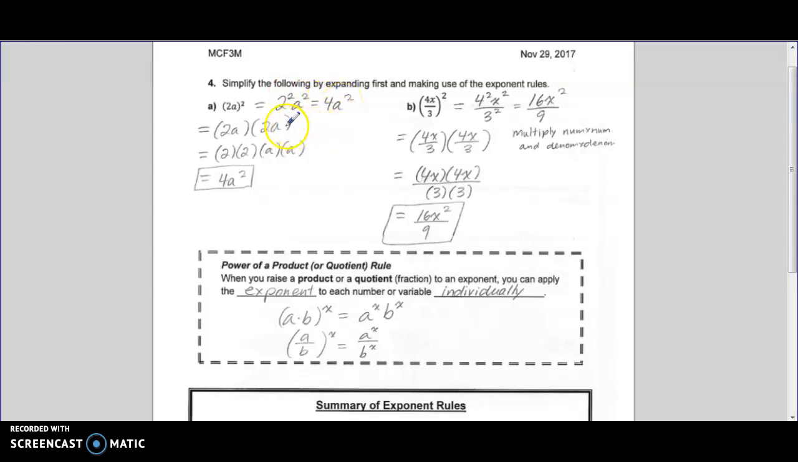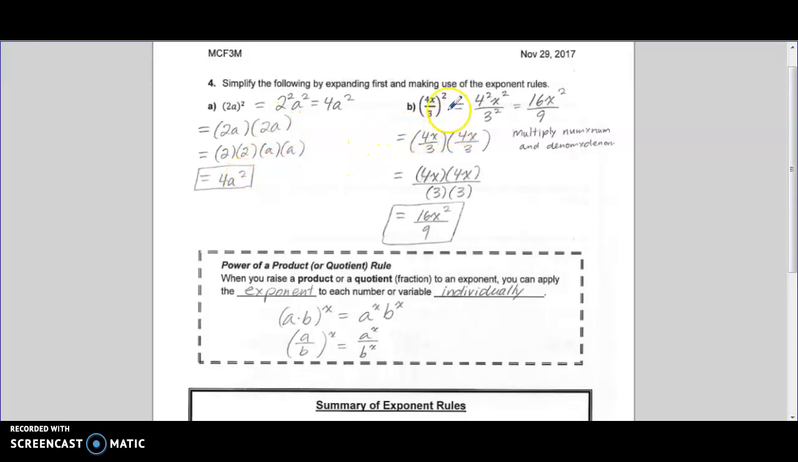Okay. The other way you could have expanded this is 2a squared means 2a times 2a. Then we multiply the coefficients, 2 times 2, which gives me this 4 down here, and then a times a gives me a squared. Okay.